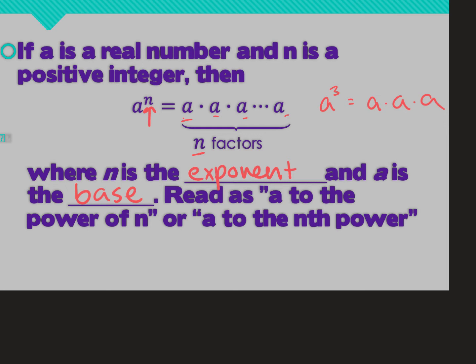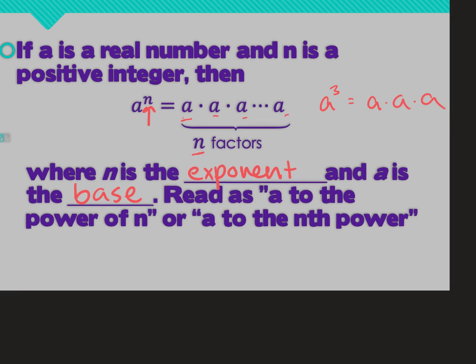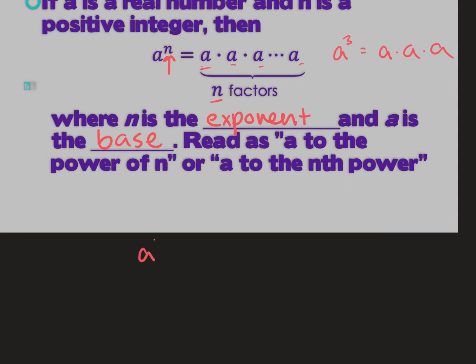So the 2nd power and the 3rd power are kind of our special cases. So if I had a squared, you could say a to the 2nd power or a squared. If I had a to the 3rd power, that'd be a to the 3rd power or a cubed.